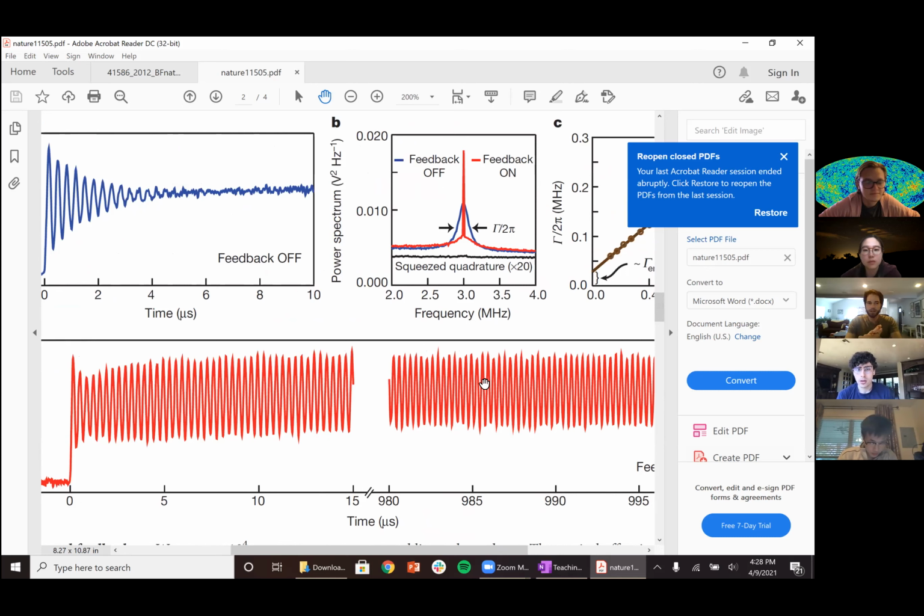So what's going on here, basically, is you have a feedback loop that's locked in based on your quantum weak measurement signal. And this was the very first demonstration of feedback based on weak measurement in any kind of solid state system.